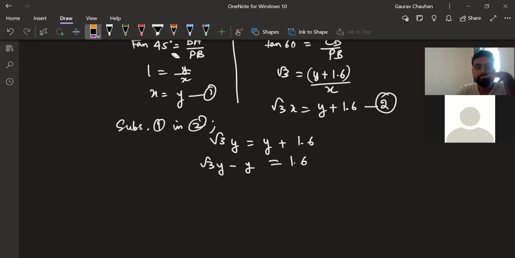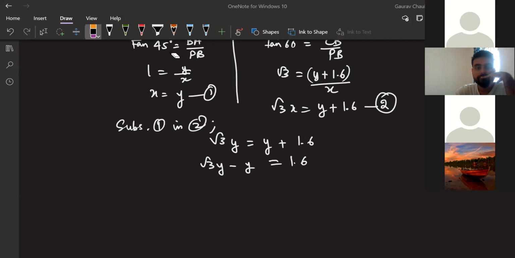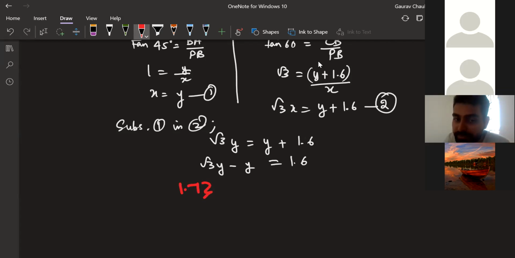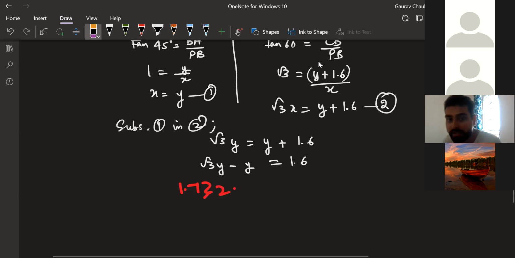Sir, can we write root 3 is equal to 1.732? In place of root 3, 1.732. What will you end up getting from that? What do you want to find here? The value of y, sir. What's the next step then? If I write 1.732, how is it helping me find the value of y? Can you please go ahead?